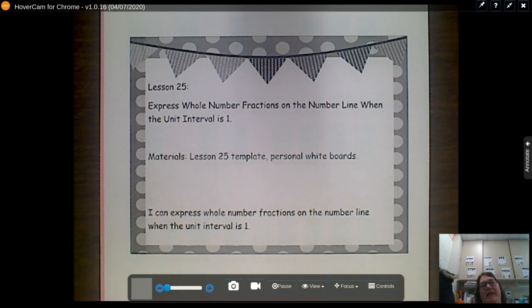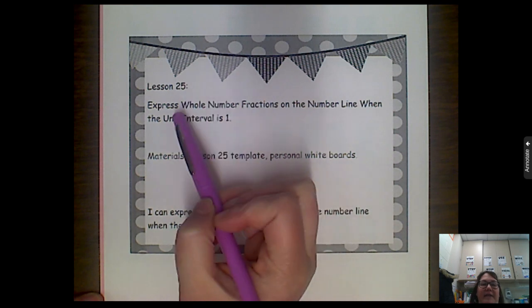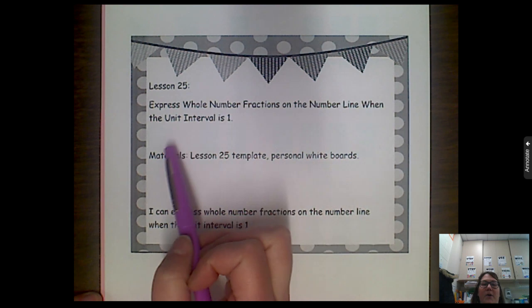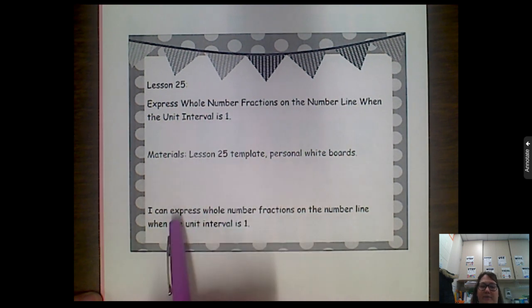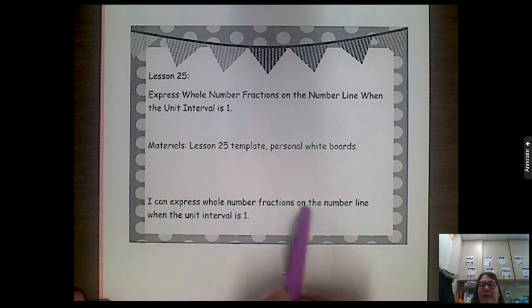Today we are working on lesson 25 of our Unit 5 fraction unit. And if we look at our objective for today, we're going to express whole number fractions on the number line when the unit interval is 1. Pop down to our I can statement. I can express whole number fractions on the number line when the unit interval is 1.